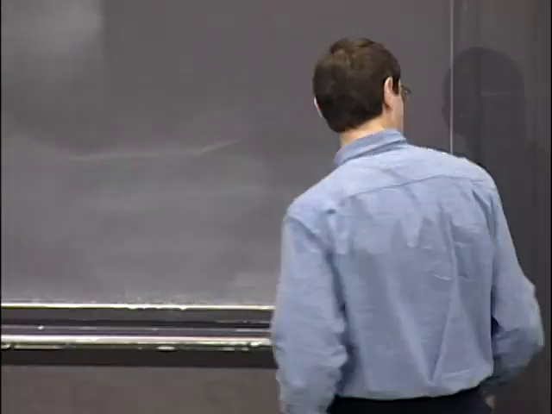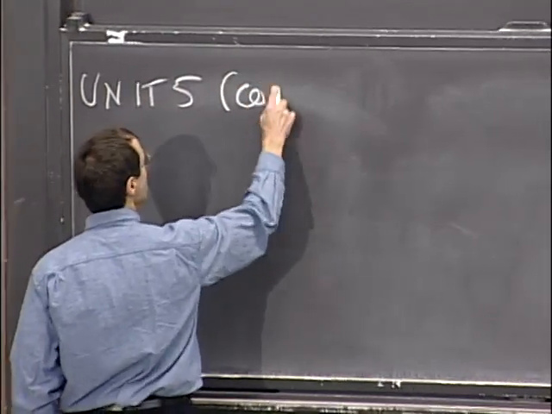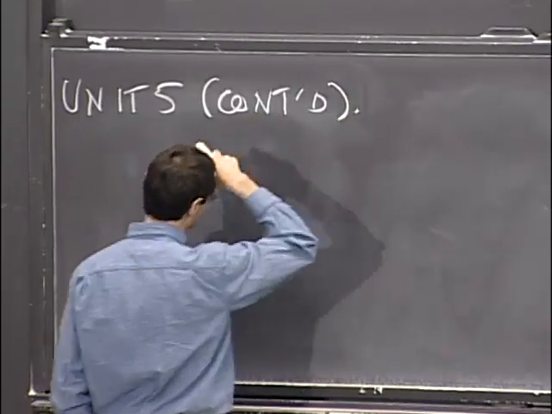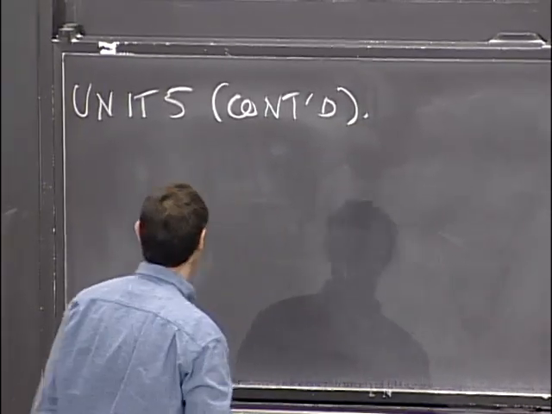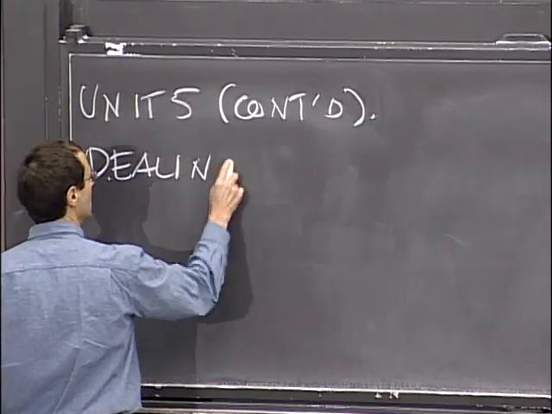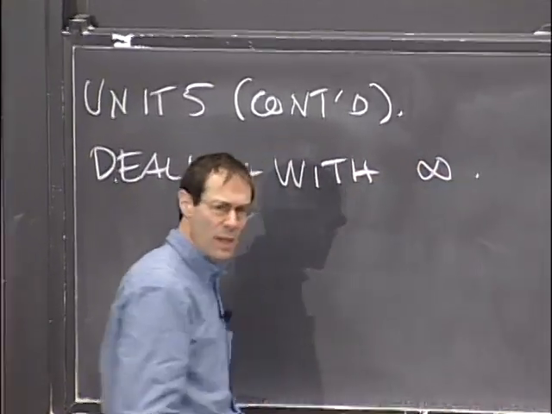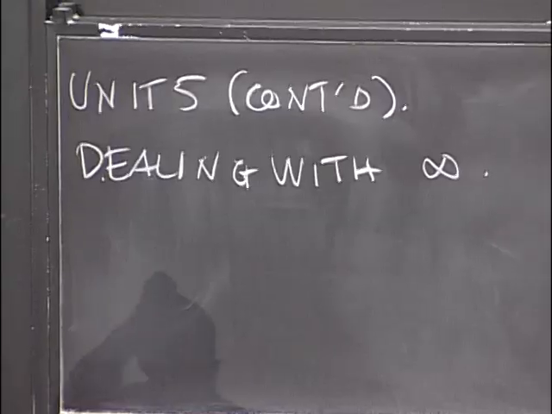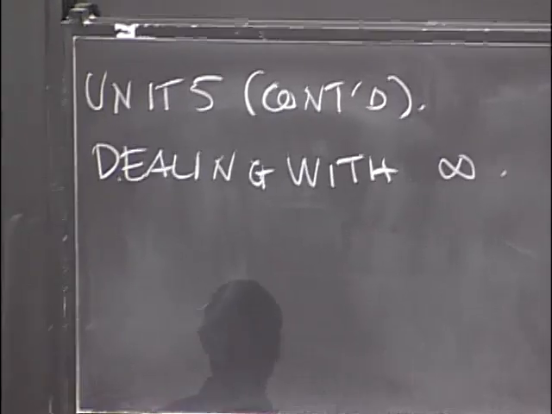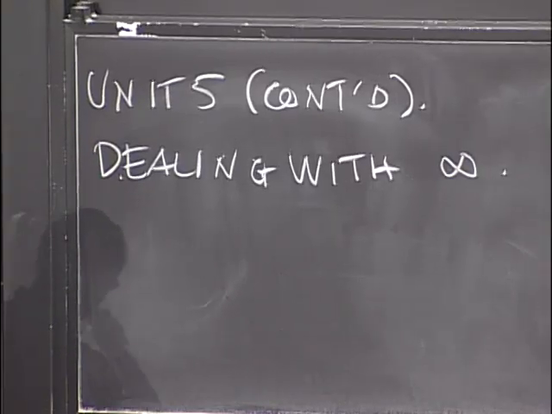Now, today, we're continuing with this last unit, Unit 5, continued. The informal title of this unit is Dealing with Infinity. That's really the extra little piece that we're putting into our discussions of things like limits and integrals.